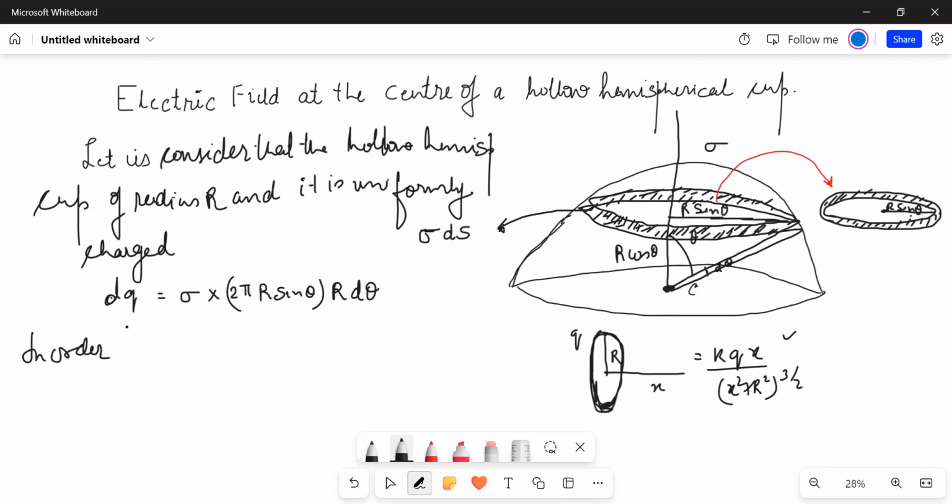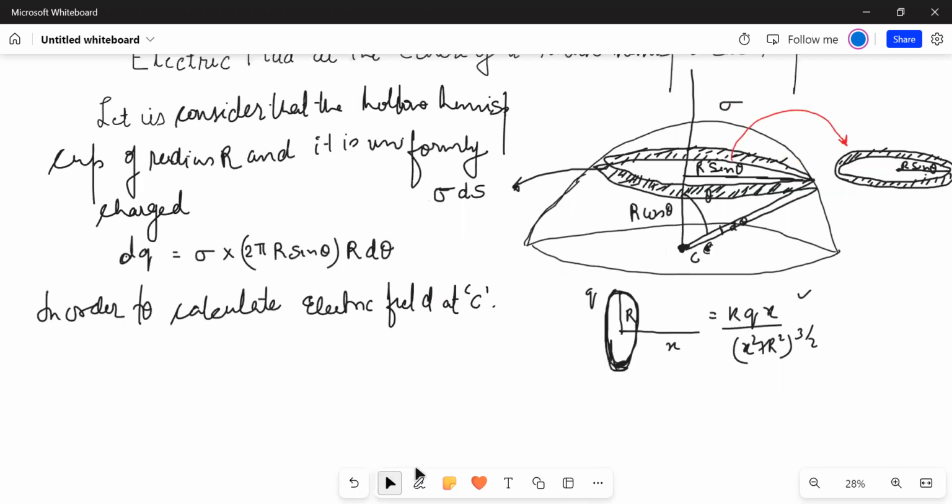Okay, so in order to calculate the electric field at C, so this is C, we will integrate all such elemental contributions to the electric field.